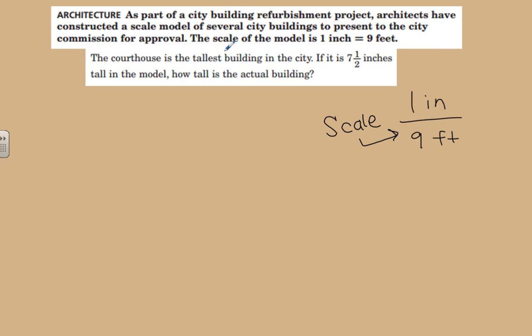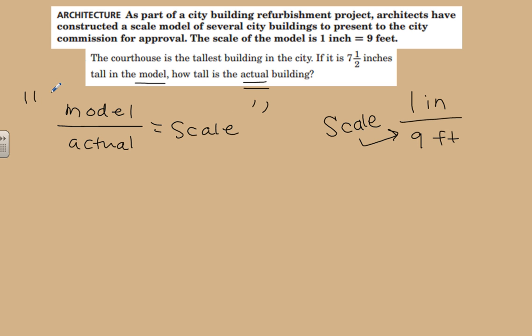So it says the courthouse is the tallest building in the city. If it's 7.5 inches tall in the model, how tall is the actual building? So we're trying to solve for how tall the actual building is here. So if you'll recall from class, we need to make a ratio that is going to be model over actual, and then that is going to be set equal to scale. So now I've created a proportion. I have model over actual is going to be equal to scale. So this is going to be our equation, if you will. This is going to be our model for solving all problems like this right here.